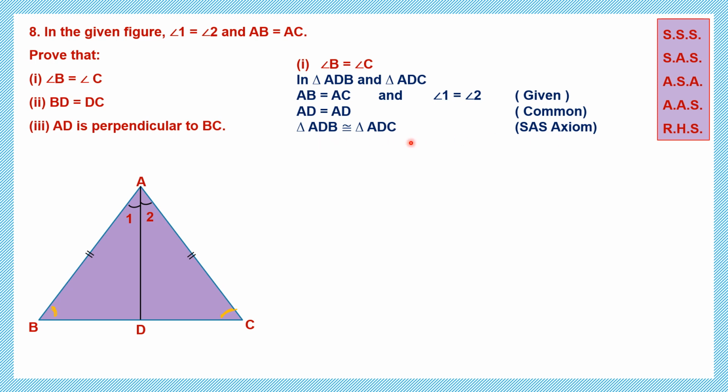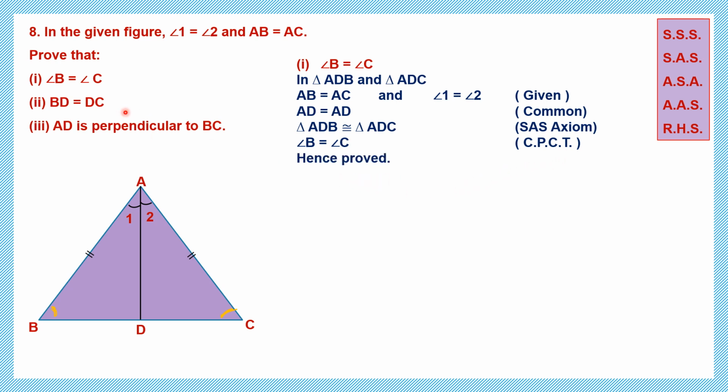So now that they are congruent, we can say that angle B is equal to angle C because they are corresponding angles, and corresponding angles of congruent triangles are equal. So we can say that angle B is equal to angle C, and what is the reason? CPCT. So we have proved it.